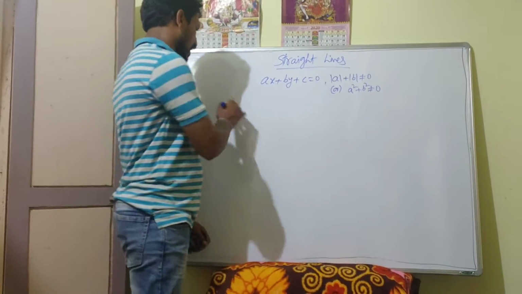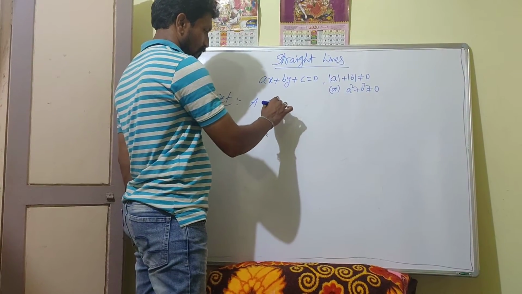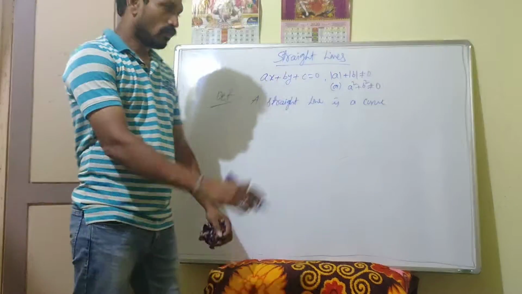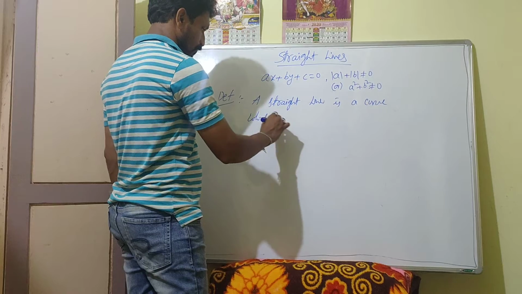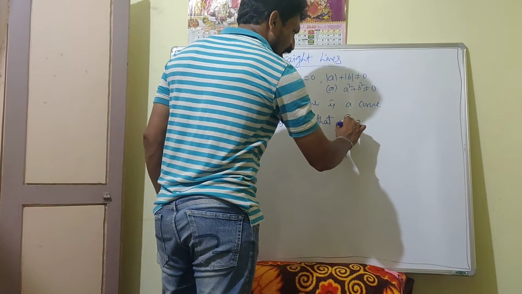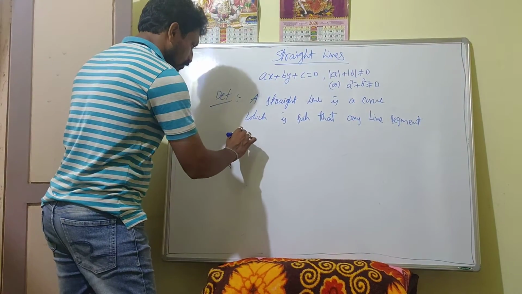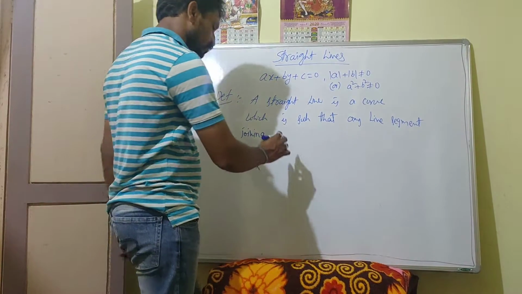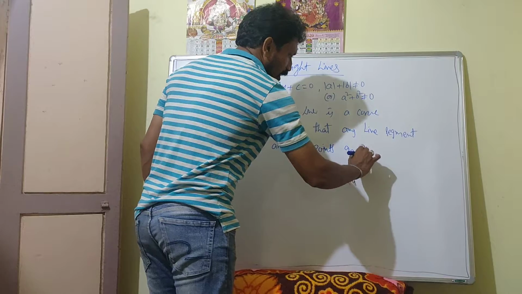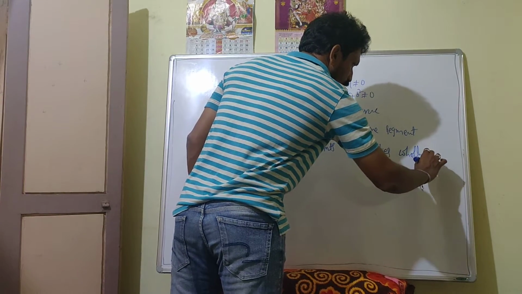Usually, the definition of a straight line is: a straight line is a curve which is such that any line segment joining any 2 points on it lies wholly on it.